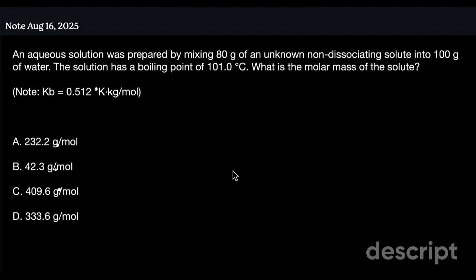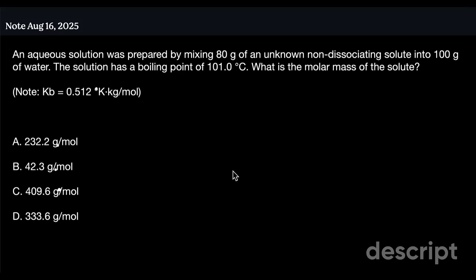In this video, I'm going to show you how you can solve this MCAT Chemistry question with no content background and minimal calculations. So, an aqueous solution was prepared by mixing 80 grams of an unknown non-dissociating solute into 100 grams of water. The solution has a boiling point of 101 degrees Celsius. What is the molar mass of the solute?